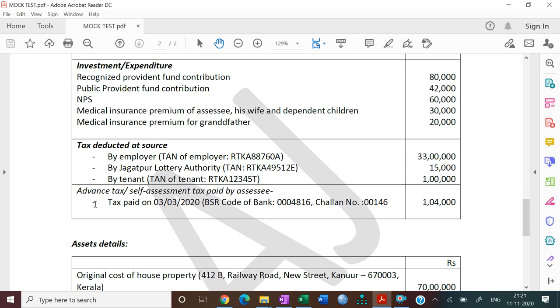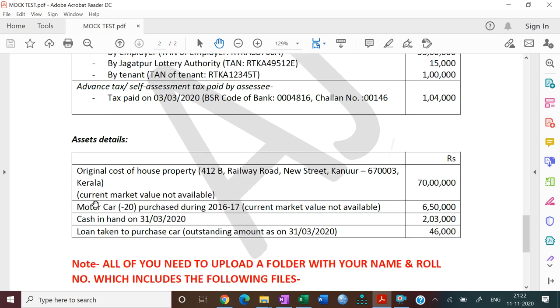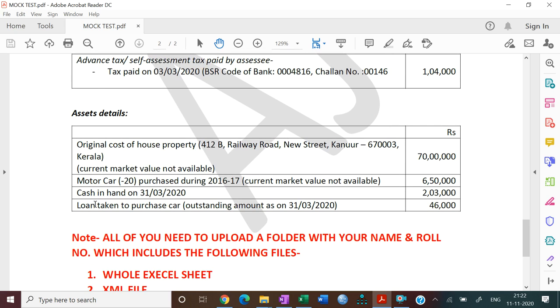Now the next point is TDS, that is tax deducted by the employer amounting to rupees 33 lakh. Then TDS deducted by the lottery authority on 50,000, that is 15,000, and TDS again deducted by the tenant amounting to rupees 1 lakh on 10 lakh. Now, the assessee also paid some advance tax amounting to rupees 1 lakh 4,000, and the assessee is disclosing some assets, house property, motor car, cash in hand, and he also has some outstanding amounts, that means liability amount, that is 46.